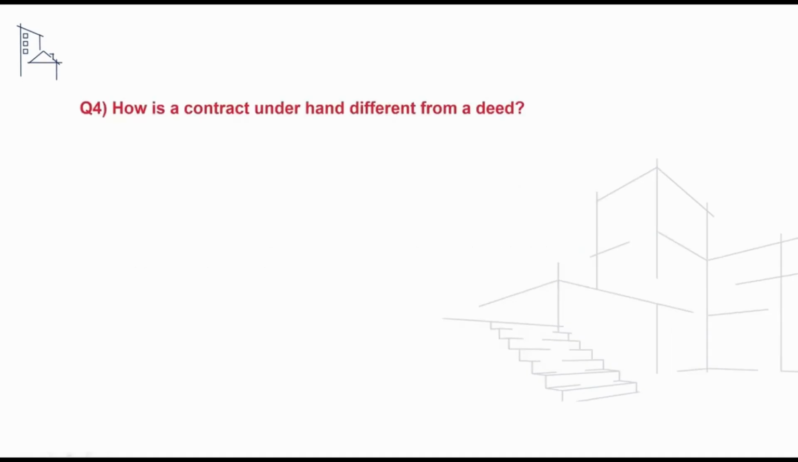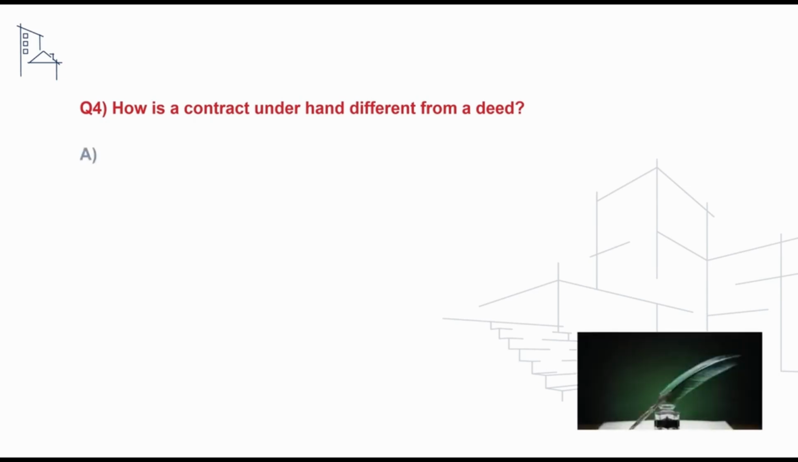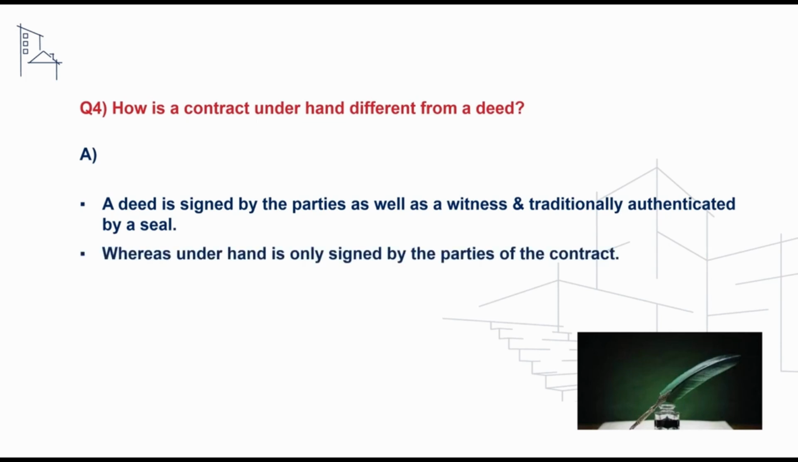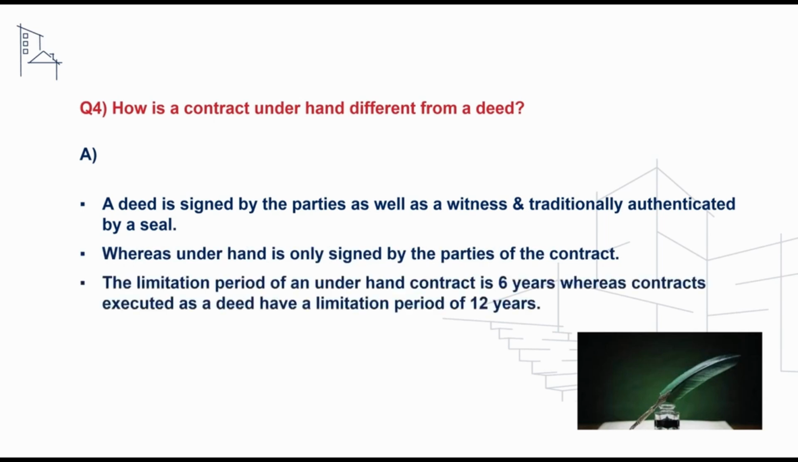The next question we'll take a look at is how is a contract under deed different from a contract under hand? And to address this, candidates can advise that a deed is signed by the parties as well as a witness and is traditionally authenticated by seal, whereas an under hand form of contract is only signed by the parties with no witnesses and no seal. The limitation period for an under hand contract is 6 years, where the limitation period for a deed contract is 12 years.